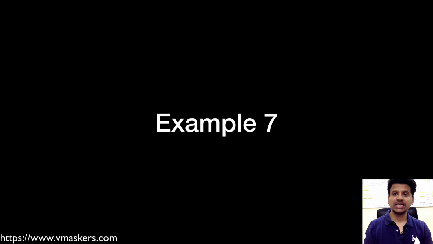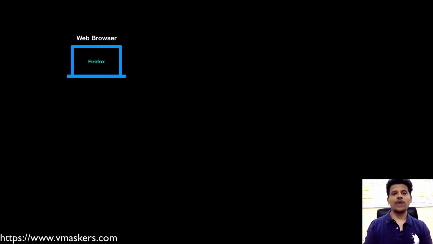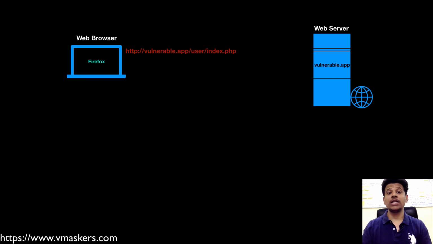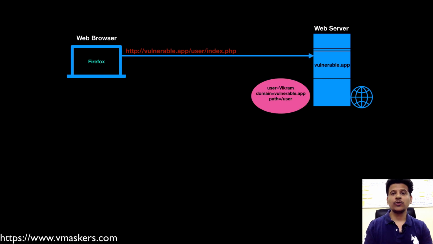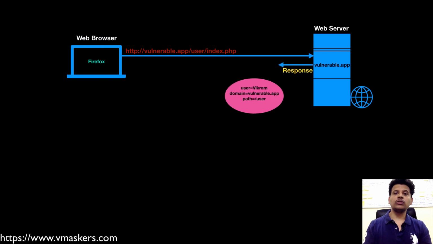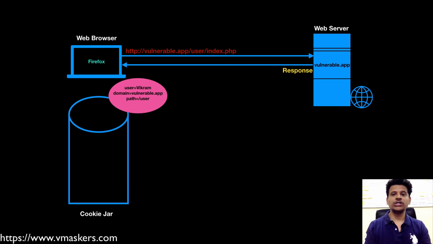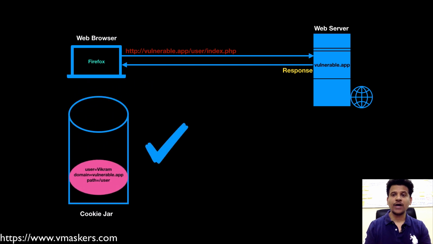Now let's see the next example. This is your browser and you want to visit vulnerable.app, and you requested the URL vulnerable.app/user/index.php and you press enter. Then the request will be sent to the web server. Now let's look at the cookie. User equals Vikram, domain equals vulnerable.app. Now the server will send the cookie with the response. This is the cookie jar and all values are correct. That's why it is accepted by the browser and it will be stored inside the cookie jar.